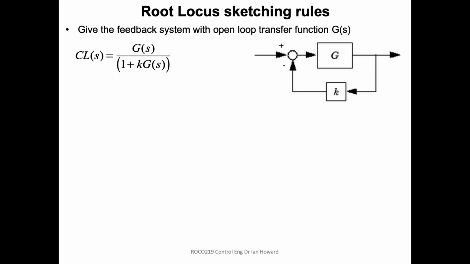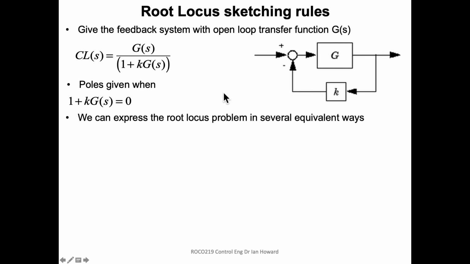So imagine we've got this closed loop transfer function, right? This is basically the depiction of what this signal flow graph looks like. We've got the forward path G, and we've got a feedback path K, so the overall closed loop response is going to be G divided by 1 plus KG. Now, we're going to get poles when the bottom bit goes to 0, right? So when 1 plus KG equals 0, we get a pole, right?